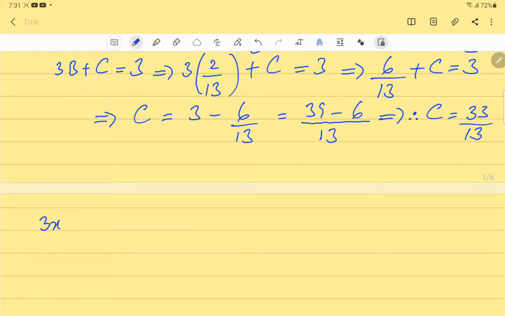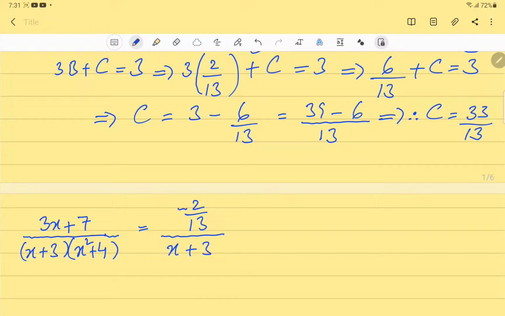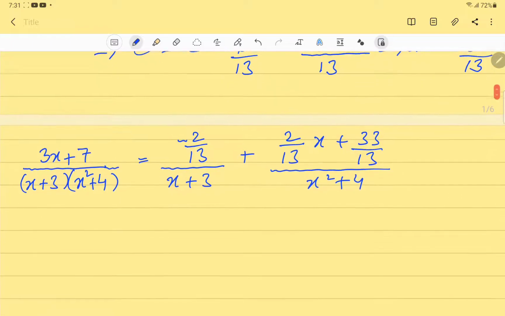3x plus 7 over x plus 3 into x squared plus 4 is equal to minus 2 over 13 over x plus 3 plus 2 over 13 x plus 33 over 13 over x squared plus 4.